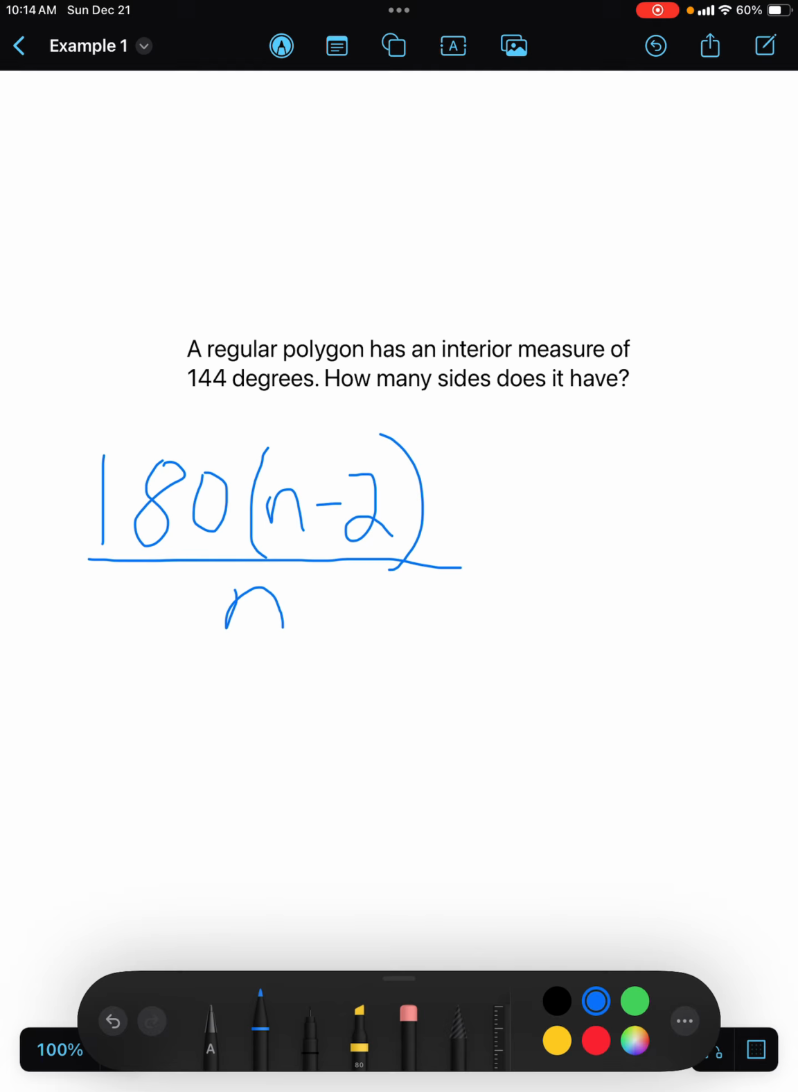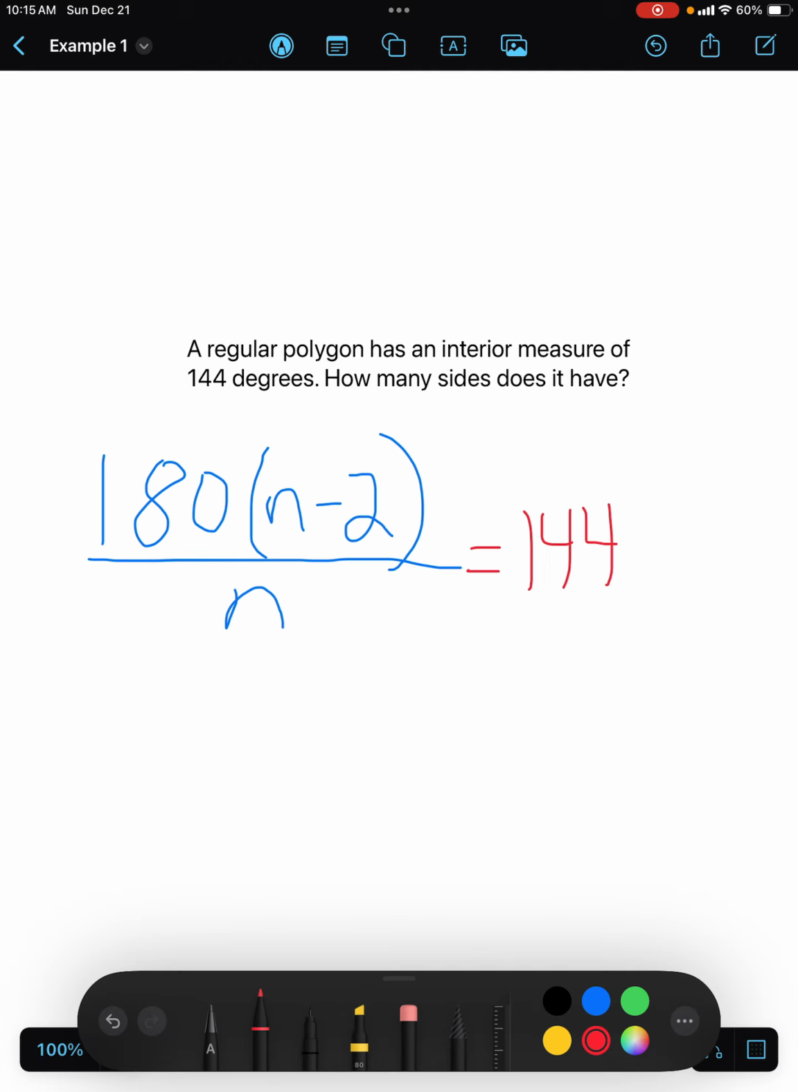So this one, clearly we are being asked to work backwards here algebraically. Instead of being given the number of sides and asked to find the degrees, we are given the degrees and asked to find the variable. So I'm just going to set this formula, which is the number of degrees in one interior angle of a regular polygon, equal to 144 since we have the degrees.